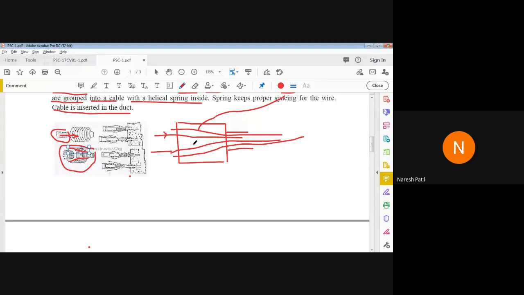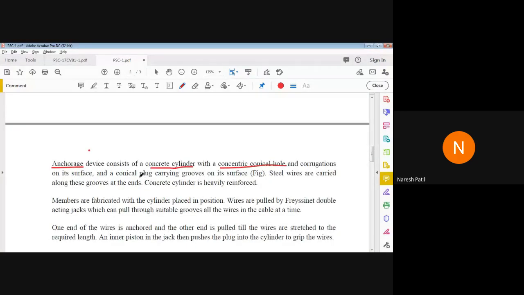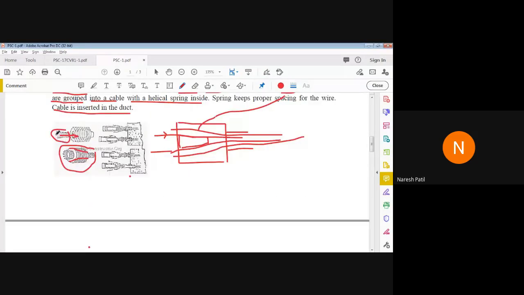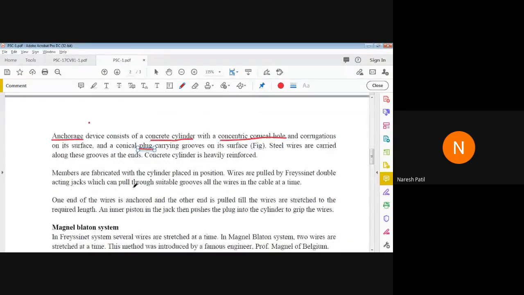So what will they do to lock it? They will insert the conical wedge. Which is called what? Here it is given as plug. The wedge or the plug will be inserted into the hole, into the gap, to lock the cable, to anchor the cable. Then the steel wires are carried along these grooves at the ends.